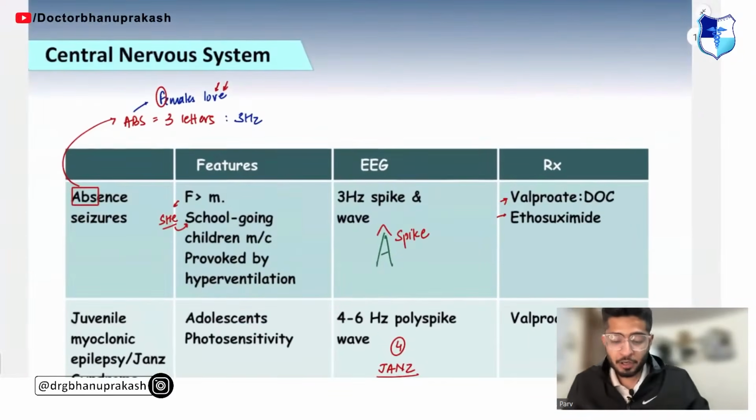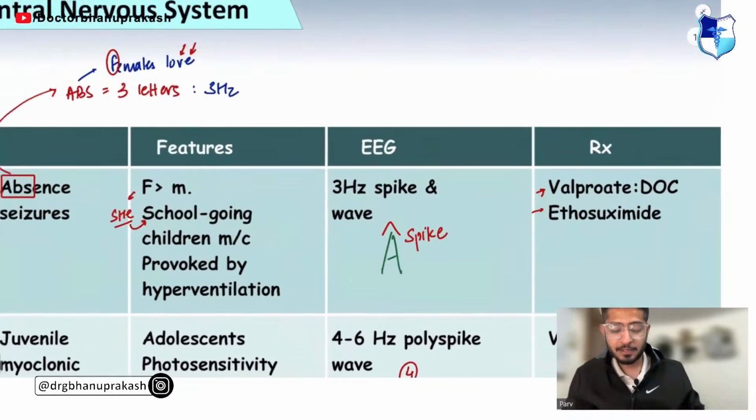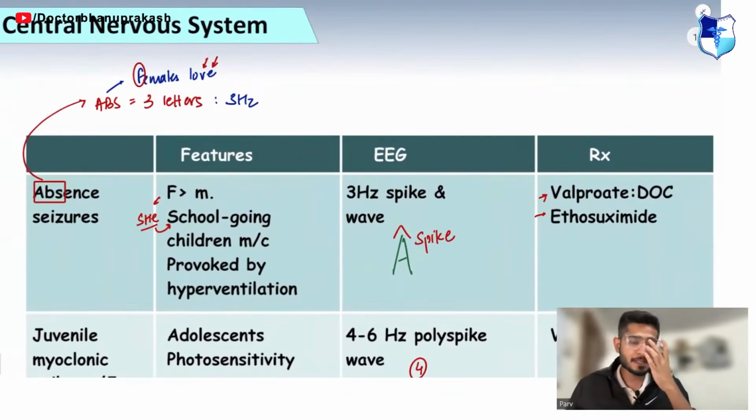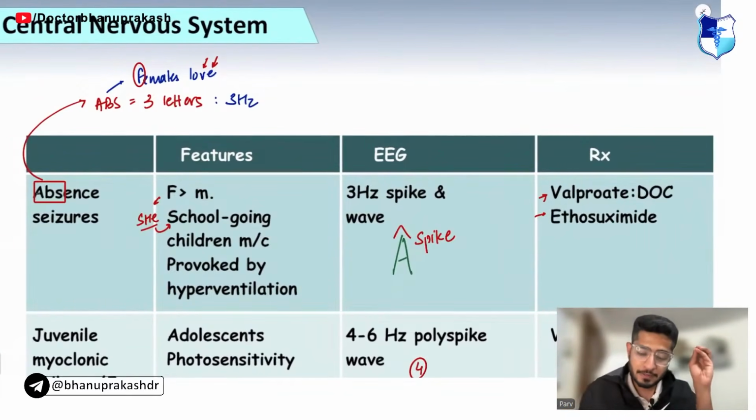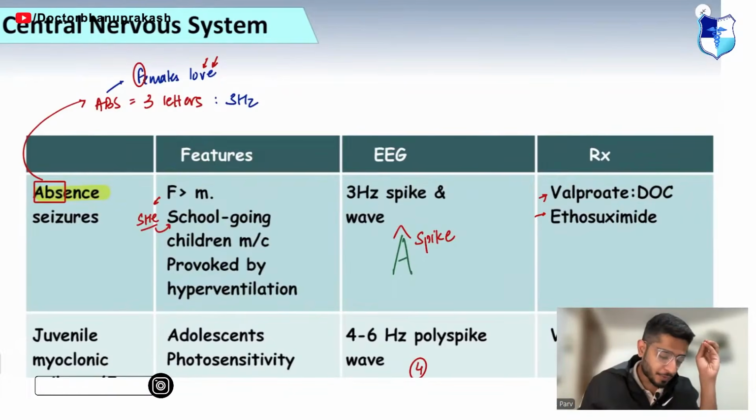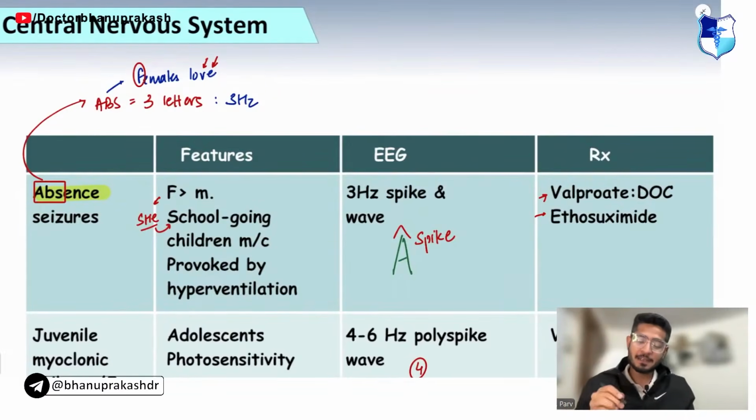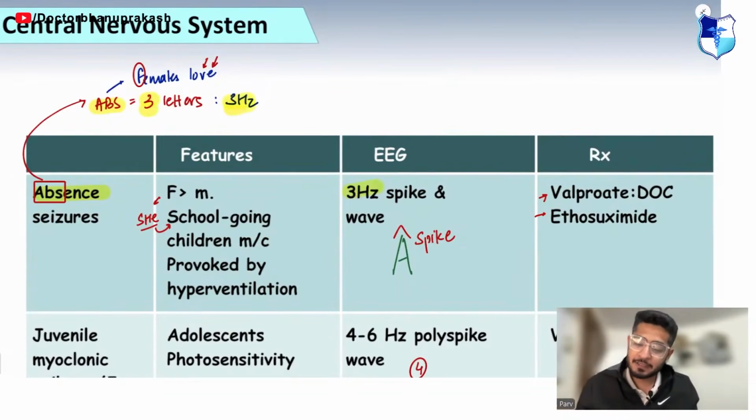Coming to the next CNS topic, absence seizure. Please remember, absence seizure has a beautiful word, abs. Absence seizure has 3 letters, ABS, and with 3 letters you remember that the frequency is 3 hertz.